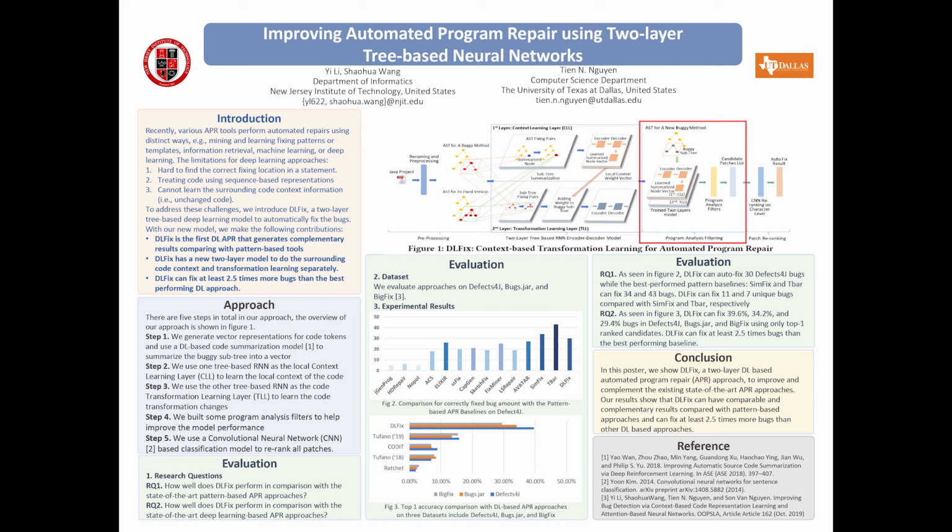As for step 4, we build some program analysis filters to help reduce the candidate amount in order to improve the model performance. As for step 5, we use a convolutional neural network-based classification model to re-rank all candidate patches in order to improve the accuracy of prediction results.